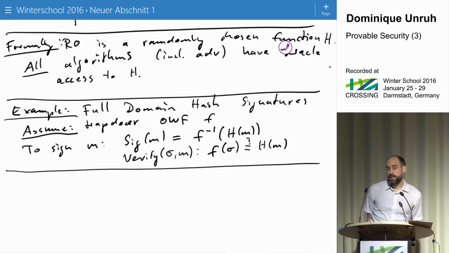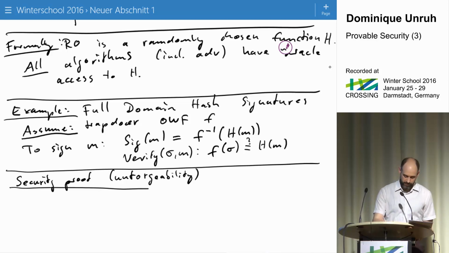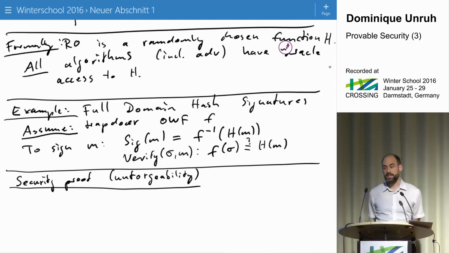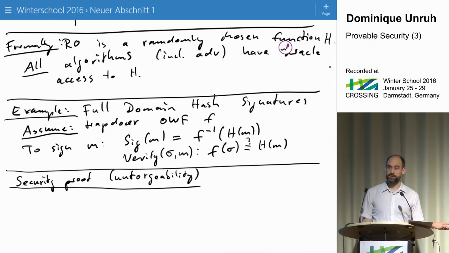And now we would like to see whether this signature scheme is secure. And what we show is what is called unforgeability. Again, I won't give a formal definition, but roughly it means that even if you can get signatures for whichever messages you want, you cannot produce a signature for any other message than those that you have.